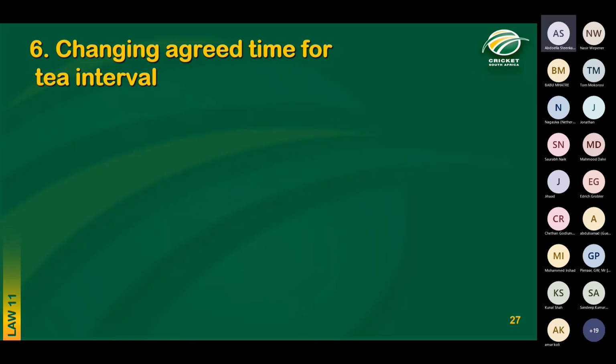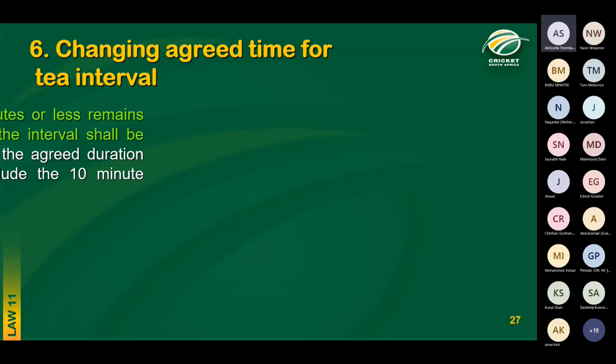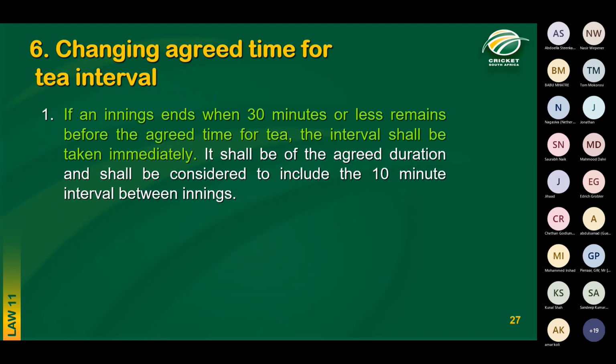So are you allowed to change your time for tea? Yes, the law allows us. The law tells us that if a side gets bowled out, or an innings ends, where the side declares or gets bowled out, when 30 minutes or less remains before the agreed time for tea, the tea interval shall be taken immediately.